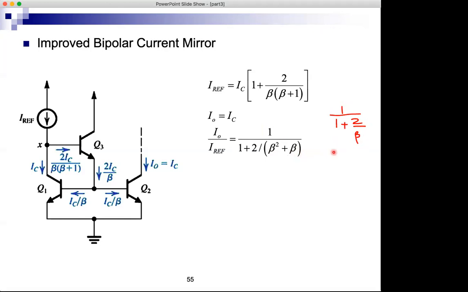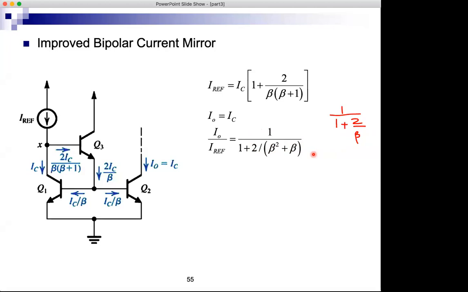The better news is that even if this varies between 30 and 70, then that's fine, because this will vary between 0.998 and 0.9995. So it will remain very, very close to 1. So by getting a beta squared here instead of a beta, that's a big improvement. And we are reducing the dependence on beta.